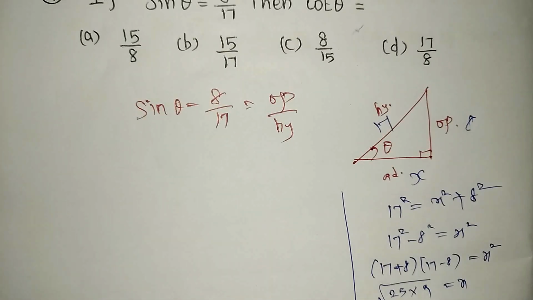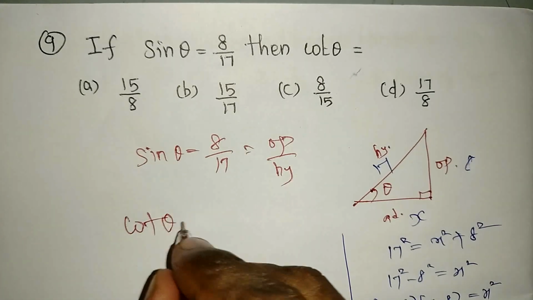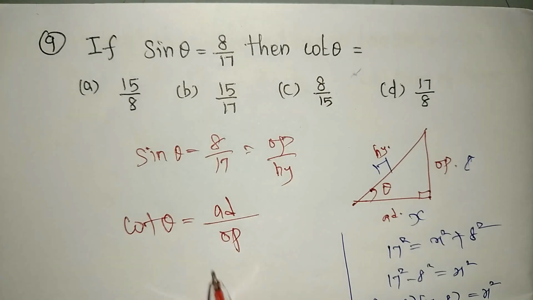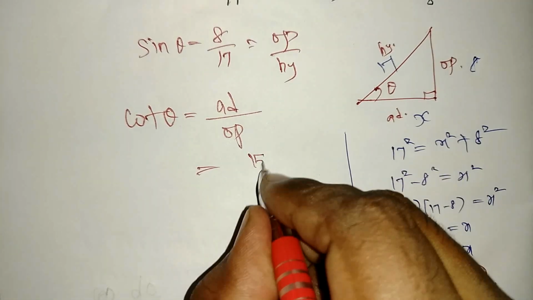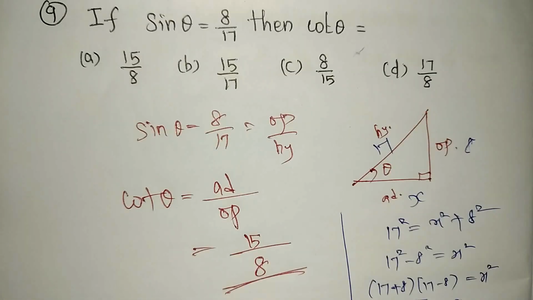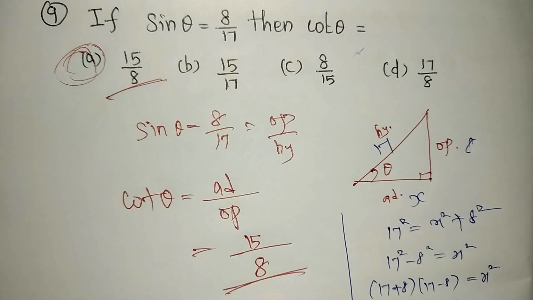Right. Now we'll go for the cot. They asked cot theta equal to what? So cot theta is equal to adjacent divided by opposite. What is the adjacent? Just now we have found x, and x is equal to 15. Substitute here 15 divided by the opposite, which is 8. So 15 by 8. Cot theta is equal to 15 by 8. Where do we have it? Option A. Okay, 15 by 8. That's it. Now we'll go for question number 10.